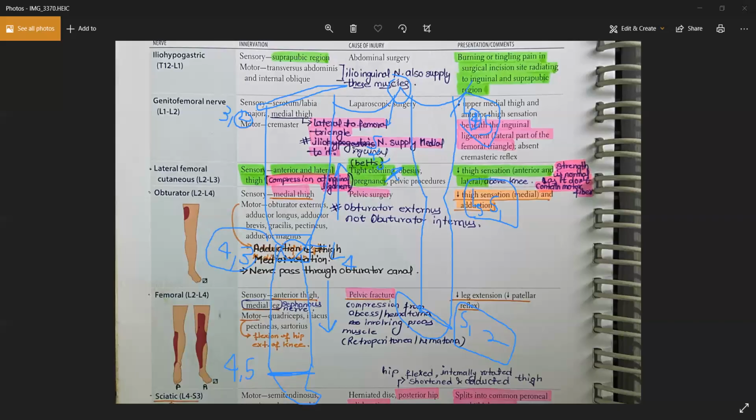So when we study the radiculopathies, we will discuss that again. And it will make it very easy to remember what symptoms these radiculopathies can cause, if you remember this part only.